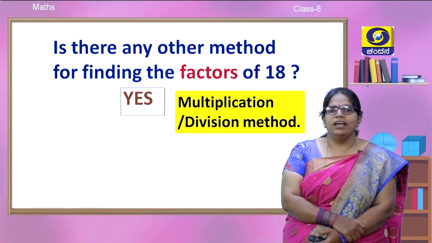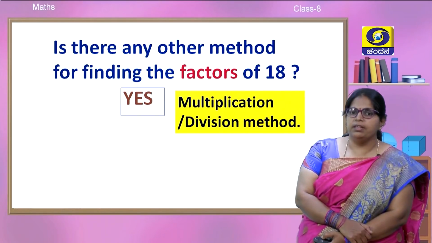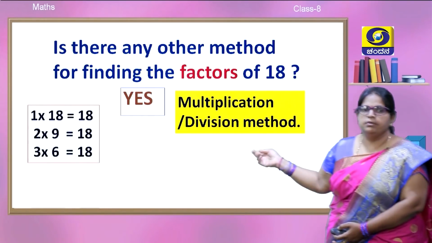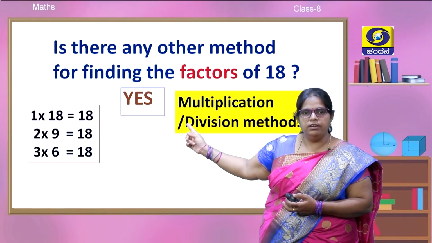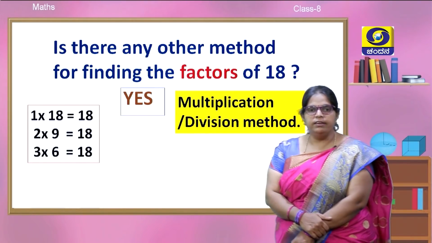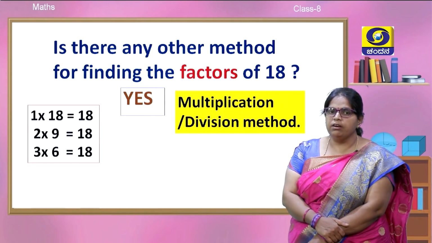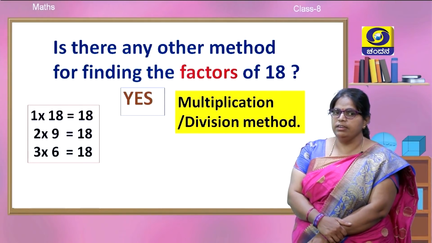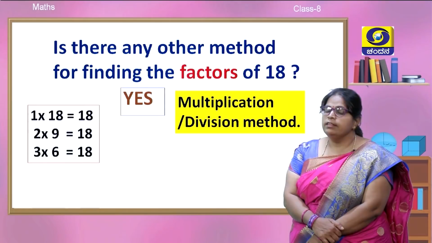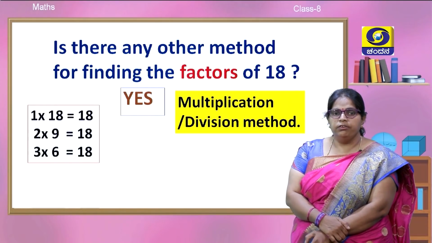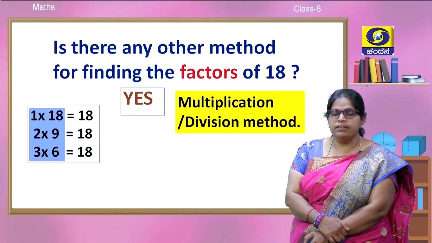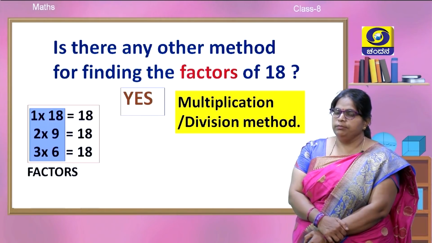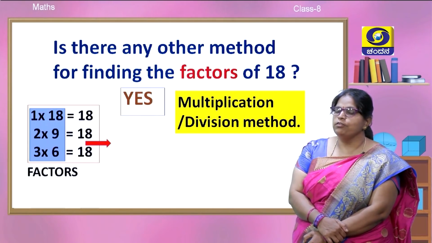Yes, you are right. We can find the factors of 18 by the method of multiplication as well as division. Look at these numbers. Here you have 1 into 18 is equal to 18. 1 18s are 18. Here 1 and 18 are the factors of 18 and 18 is a multiple of 1 and 18. Similarly, 2 9s are 18, 3 6s are 18. So, here 1, 2, 3, 6, 9, 18 are the factors of 18 and 18 is a multiple of those numbers.